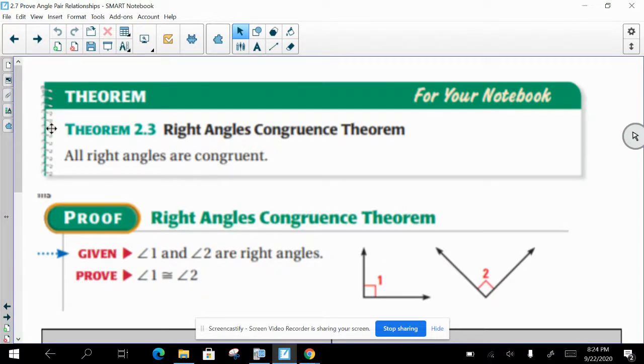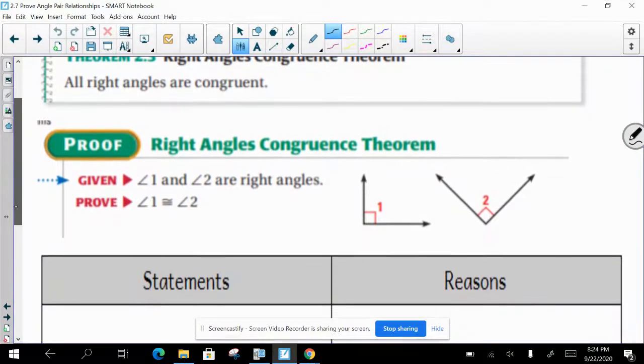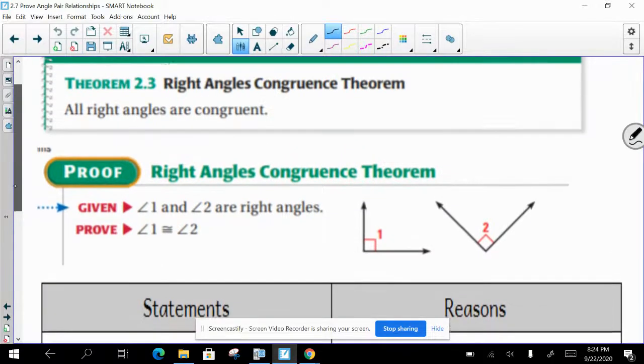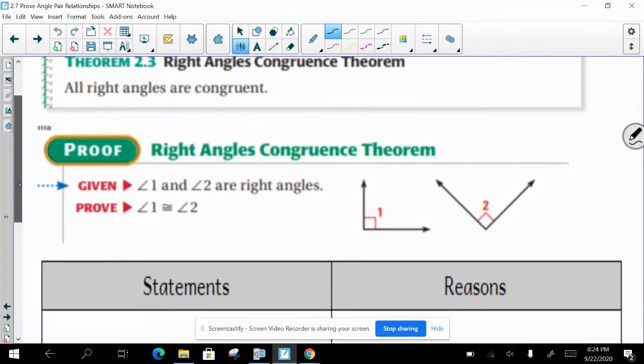So the first theorem that we'll talk about is the right angle congruence theorem. This simply states that all right angles are congruent. So if you have any two angles that you know are right angles, you can set them congruent to each other. So remember though that any theorem, we need to prove that it's true. From last lesson, you learned that theorems have to be proven true. And then once they are proven true, you can use them in other proofs or in other arguments.